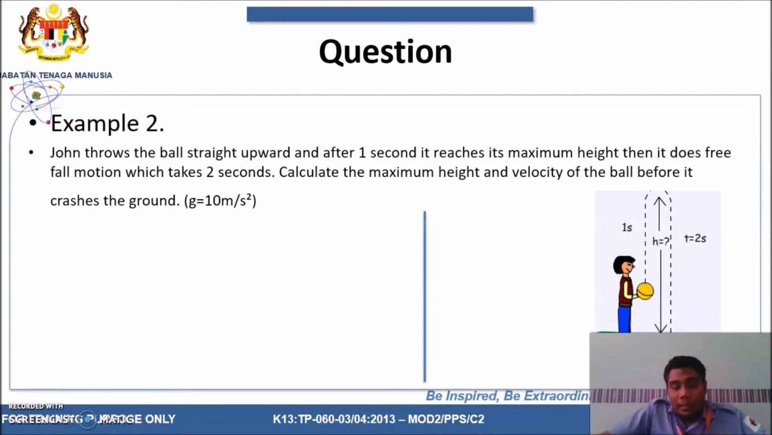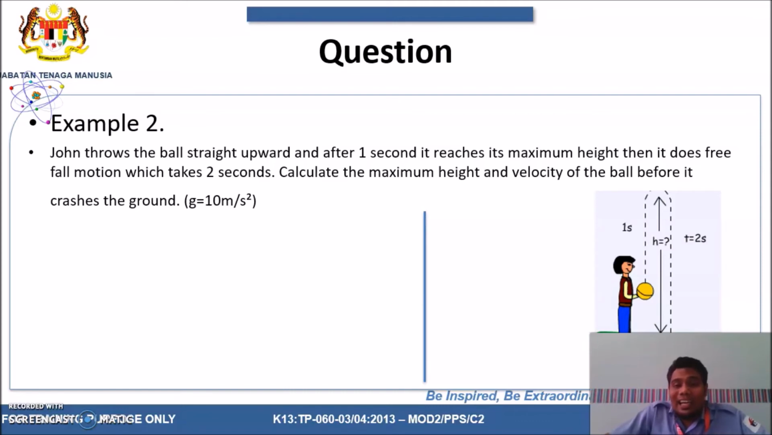Okay, the next question sama juga untuk free fall. John throws the ball straight upward for 1 second and it reaches its maximum height. Then it does a free fall motion which takes 2 seconds. Calculate the maximum height and velocity of the ball before it crashes to the ground.